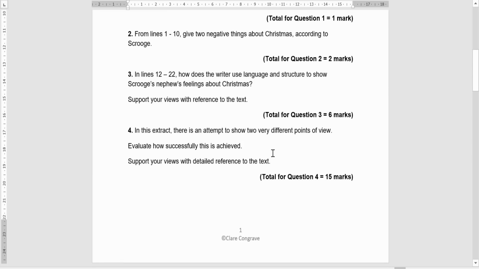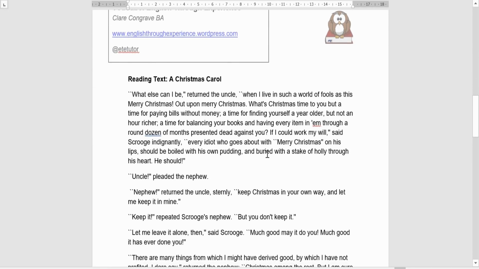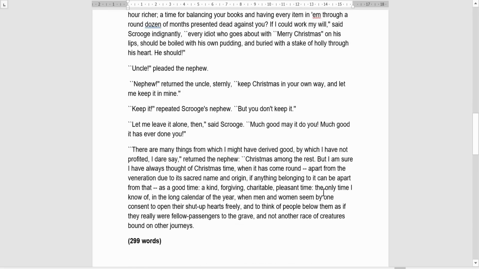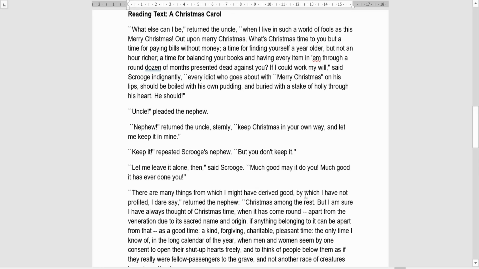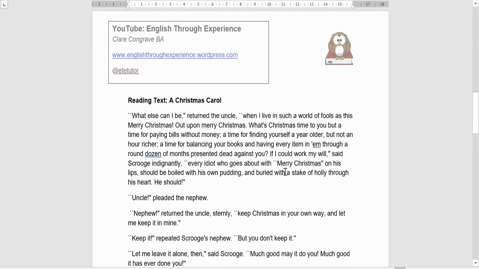So we've got to work out what are those different points of view. And it is pretty straightforward here. Scrooge hates Christmas with a passion, and his nephew has nothing but positive things to say about it. So we've got those two extreme views there, and we can think about the different themes that relate to those views. So money could be seen as a theme here.